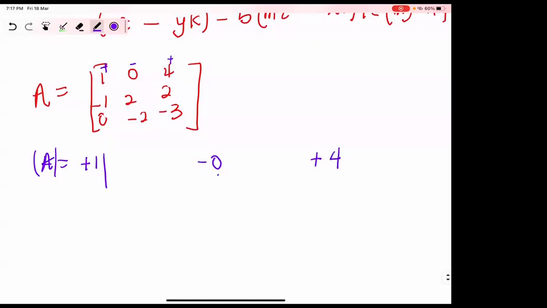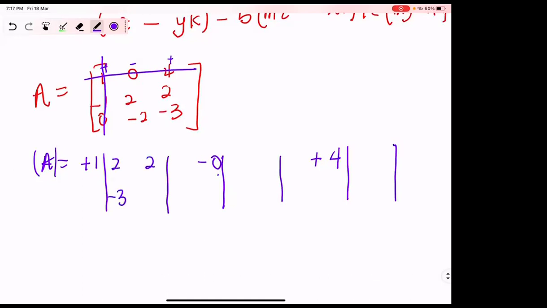Now we go back into our matrix and cross out the rows and columns in which these components are found. Our first component, plus 1, is in the first row and first column. We cross these out and write down the minor matrix we are left with, which is 2, 2, minus 2, minus 3. We move on to the second component, which is 0, in the first row and second column.